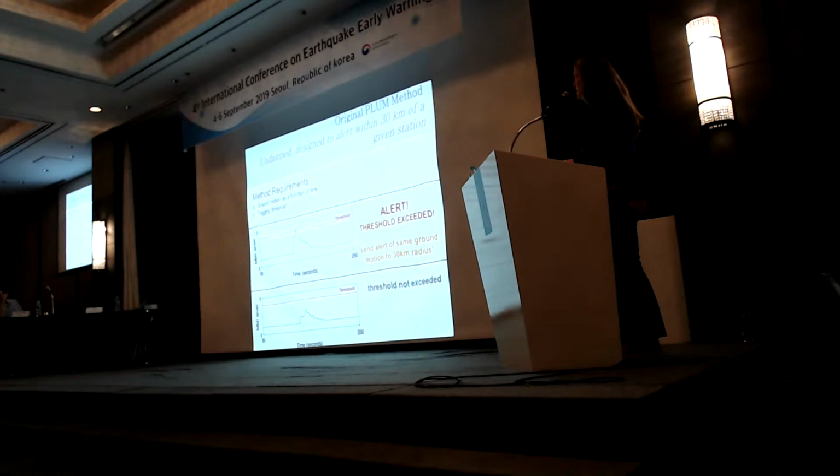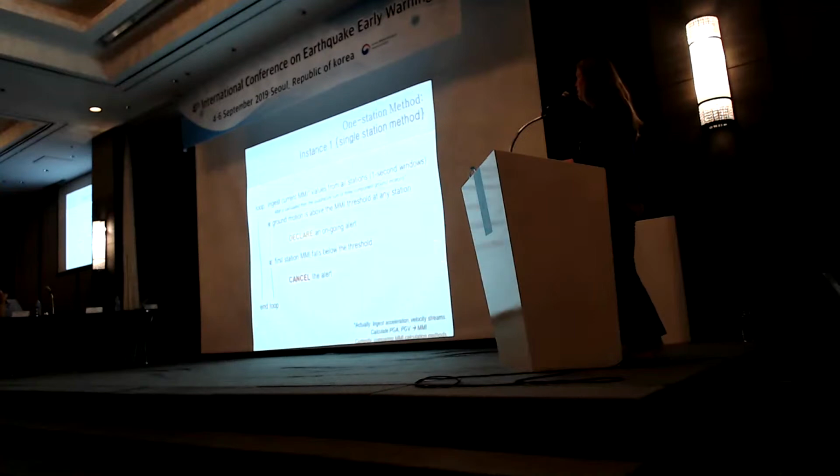Again, this is what we're running in Southern California, and it's the undamped version. So if the ground motion exceeds some threshold, then it sends the alert to that same radius, and if it's not exceeded, then nothing happens. So we wanted to explore what thresholds are best to maximize our event detection in Southern California.